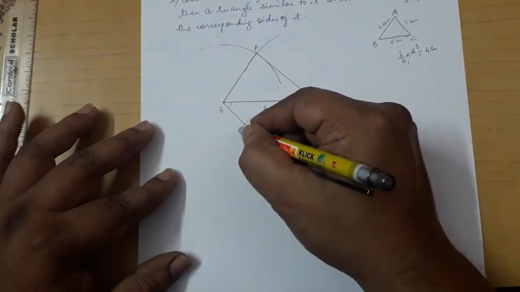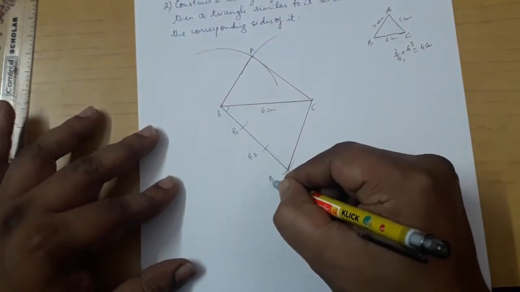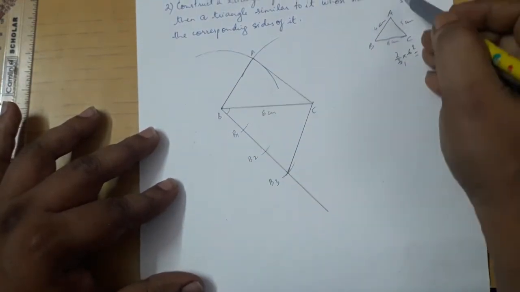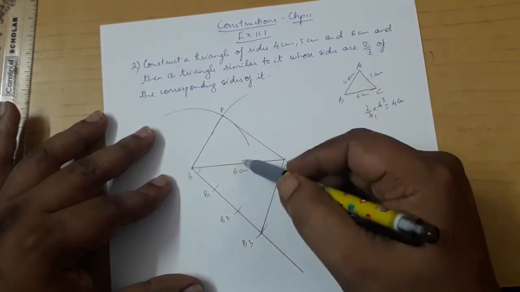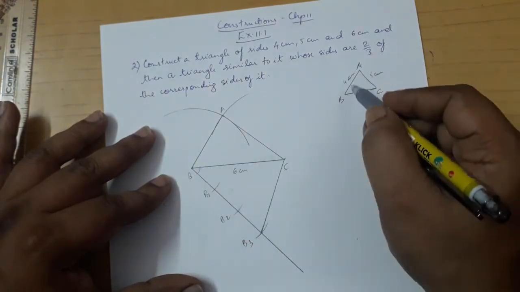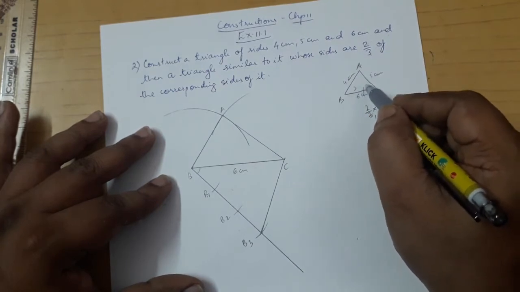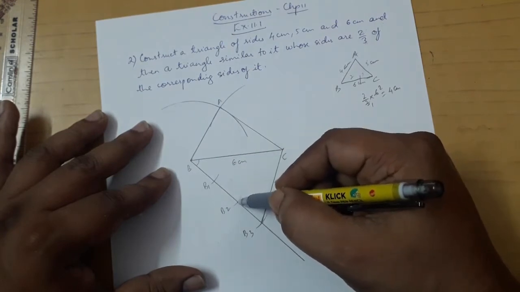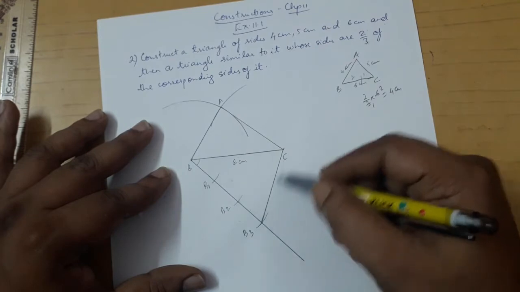And we'll give this some name, B1, B2 and B3. So we've connected B3 to C. Now since it says 2 by 3, that means the second part we need to connect over here to get this line segment BC divided into 2 by 3. So we'll have to draw a line from B2 to BC, and that line has to be parallel to B3C.